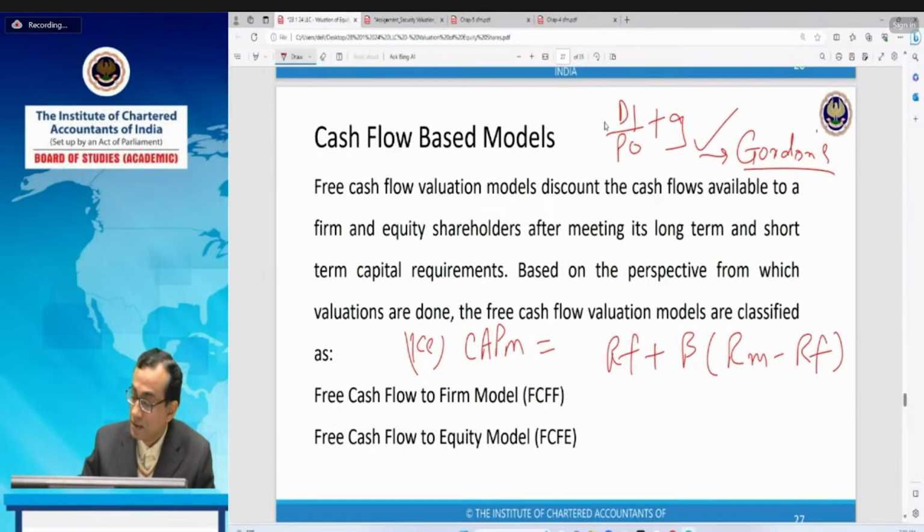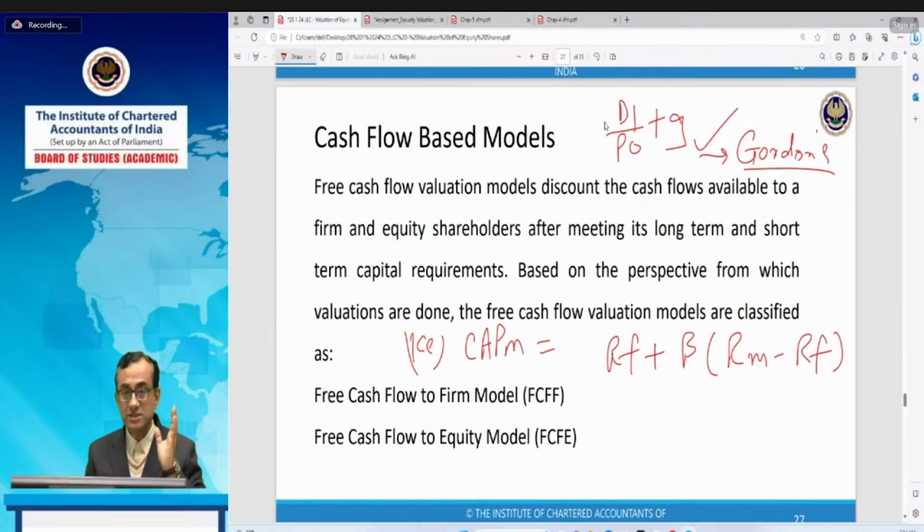Then we come to the various techniques of valuation of equity shares. First of all, the dividend discount model. Then the earning based model, then the free cash flow based model. In the dividend discount model, basically Gordon's method is used, and there are various aspects.